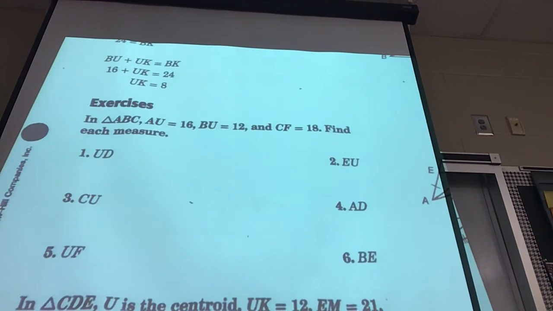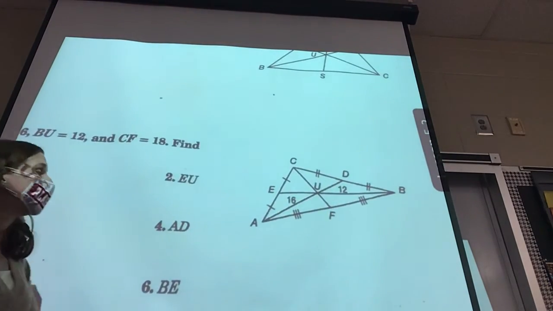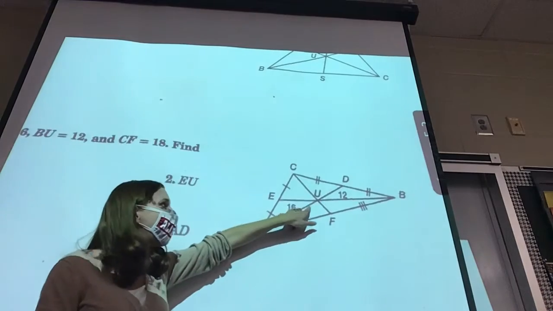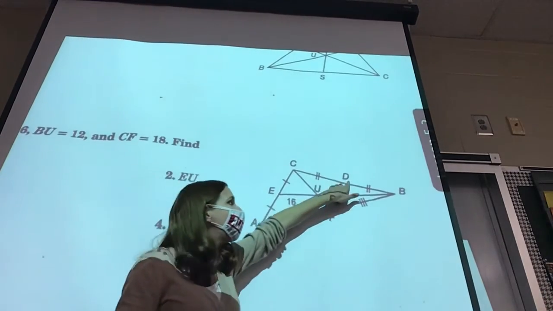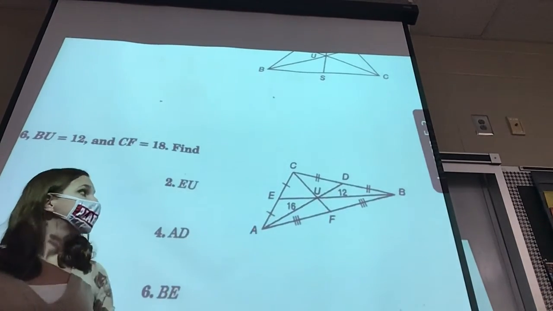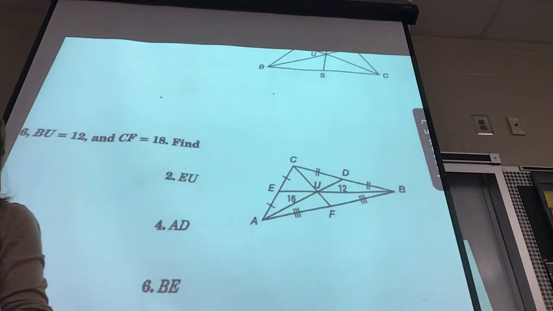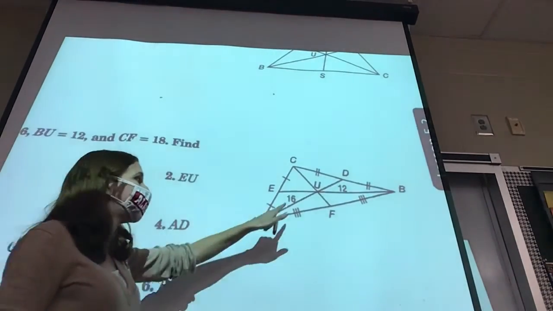Now, if I know the long piece and I know the whole line, so right here, I know this long piece, I know what the whole line is. So, how can I find UD?